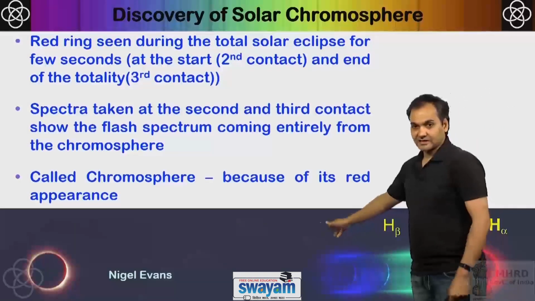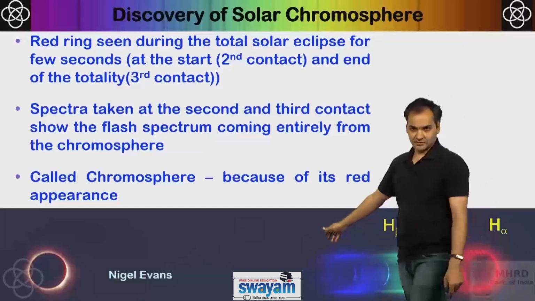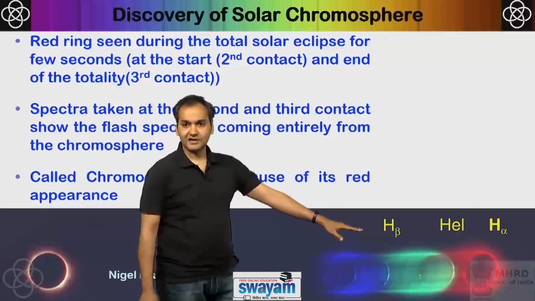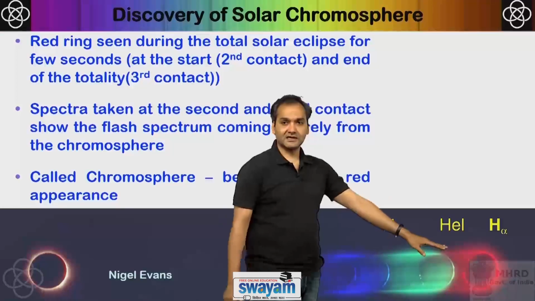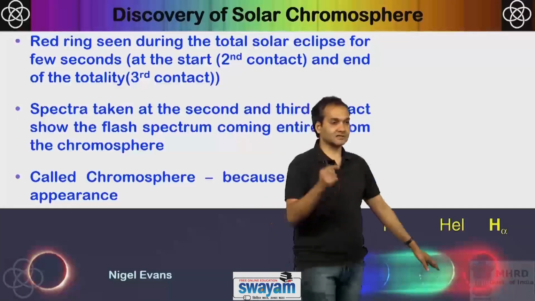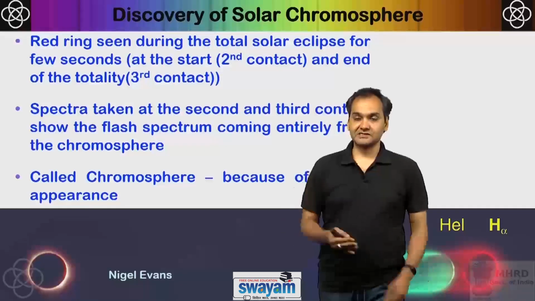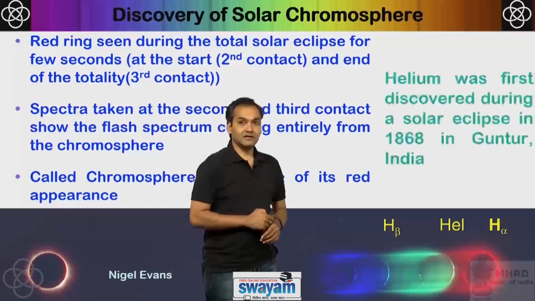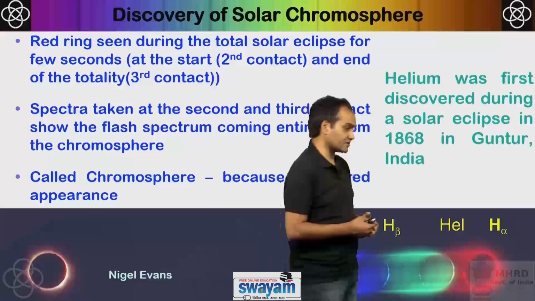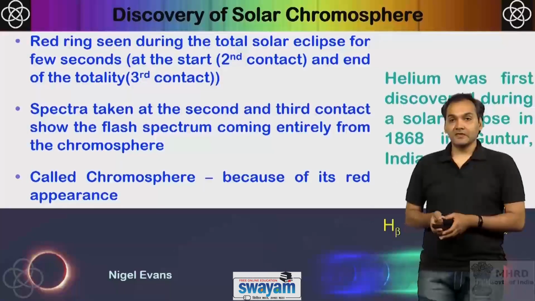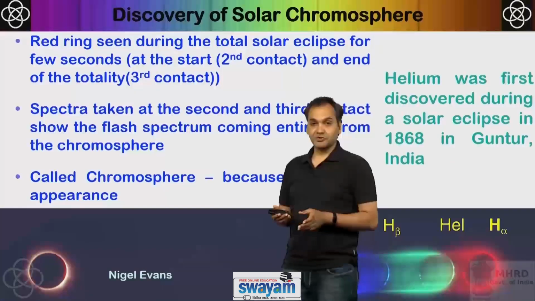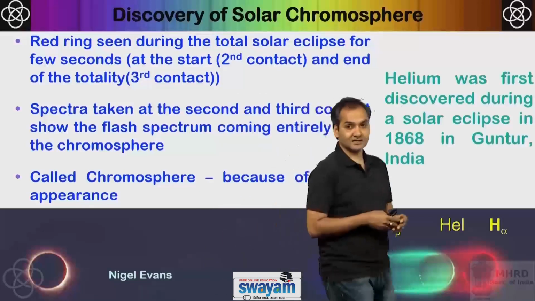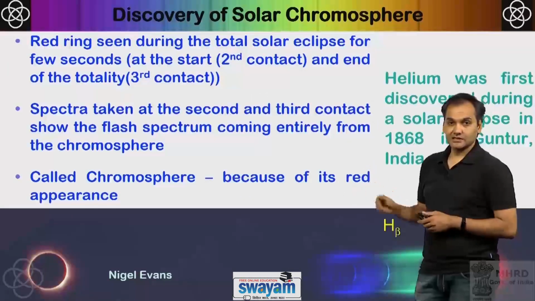When the spectrum was taken during an eclipse, you see the appearance of various lines. You have H beta, helium 1 and the H alpha line. H alpha corresponds to the transition which emits the red color. Another thing found was that helium, the second most abundant element in the universe, was first discovered in the spectra taken during one of the solar eclipses, in 1868 in Guntur. That eclipse took place in India.